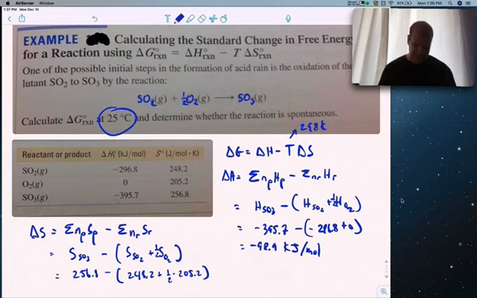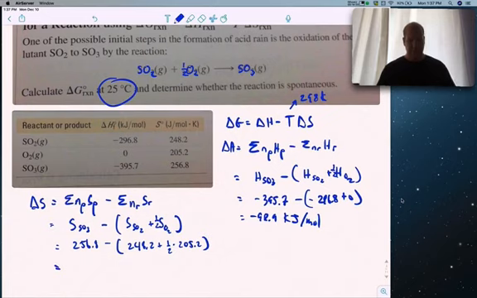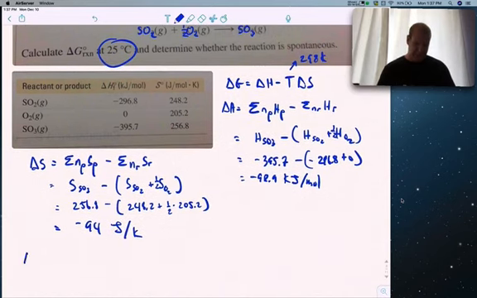Let me get a little more space. All right, 256.8 minus the quantity 248.2 plus 205.2 divided by 2, and we get minus 94 joules per Kelvin.